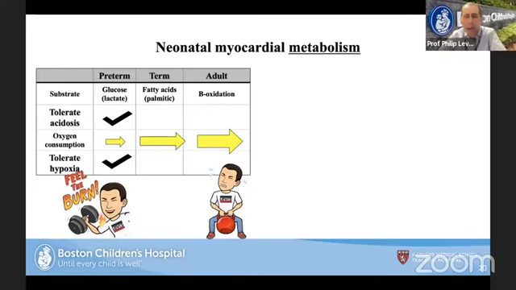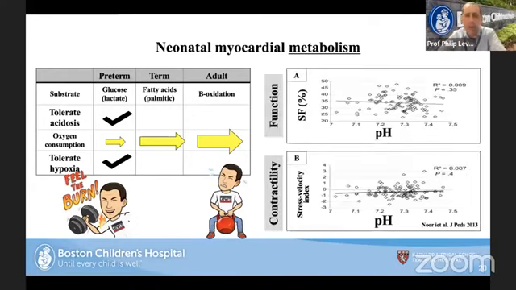Now, a nice study by my friend Shahab Nouri almost 10 years ago looked at different levels of pH on the x-axis in figure A and figure B, and then looked at measures of function, shortening fraction in figure A on the y-axis and contractility in figure B on the y-axis, and showed that irrespective of the varying degrees of the pH, the function and the contractility remain preserved. So that gives us real insight that these preterm babies can tolerate the hypoxia and the acidosis extremely well.